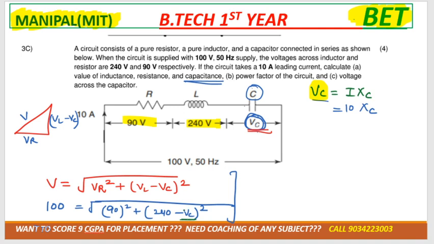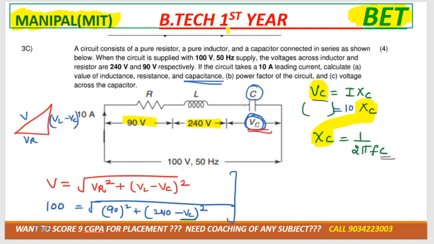This will get long because you need to calculate a quadratic equation. So don't need to calculate, do it in your homework, but I'm just telling you the concept. So from here you will get VC, then you will get XC, and XC's formula is 1 by 2 pi FC. So whatever XC value comes from here, substitute it here, then you will get C. Any doubt up to here? Clear?